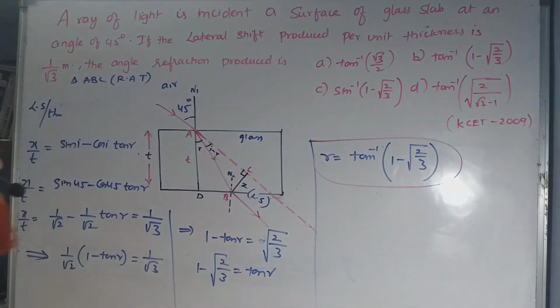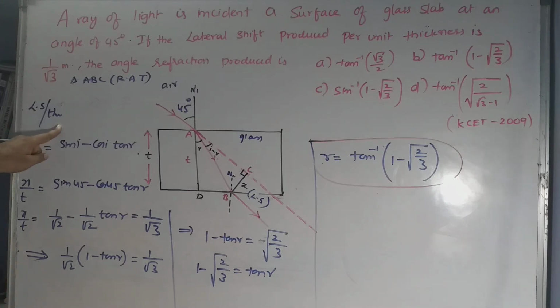Okay, it's a very simple concept. So lateral shift per unit thickness is nothing but x by t, sin I minus cos I tan r, this is a left out identity after simplifying the problem. So I is going to be 45, I have written 45 here. So in sin 45, cos 45 having the same values here, I have written 1 by root 2 and 1 by root 2. And just after simplification, final step is this here. So it's a very simple problem.